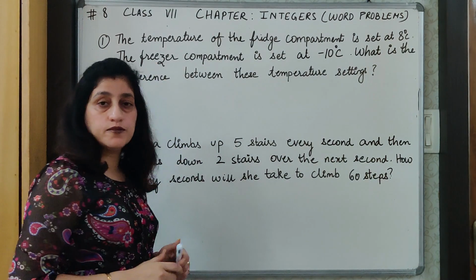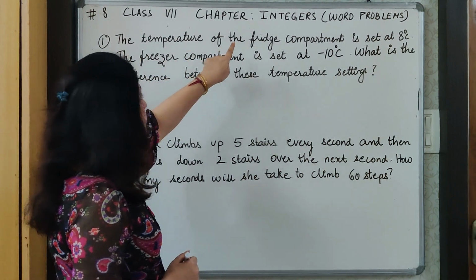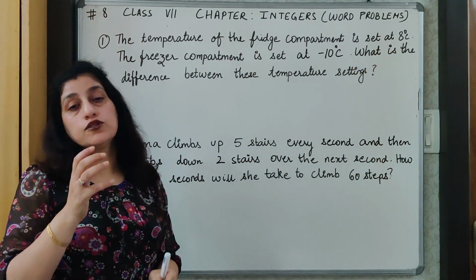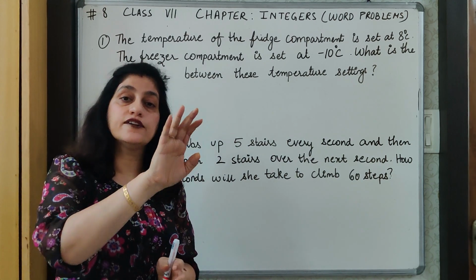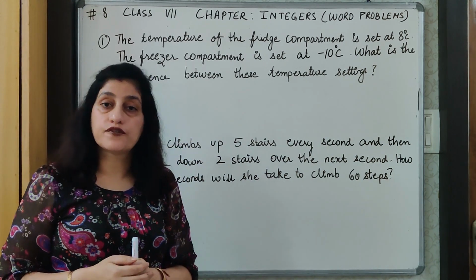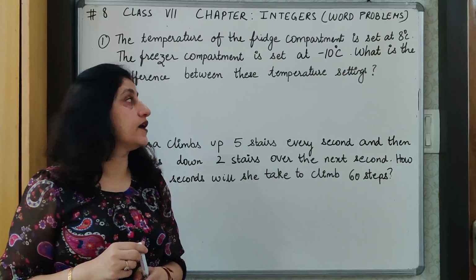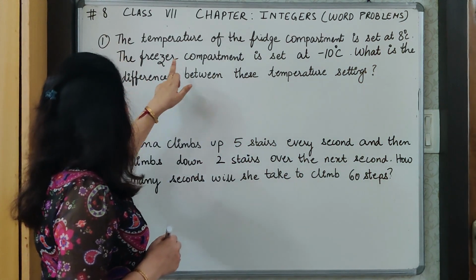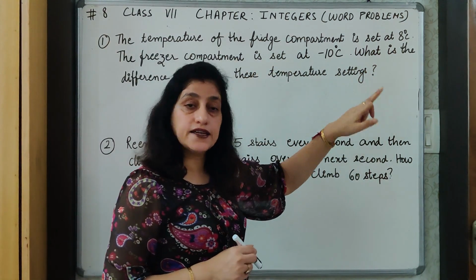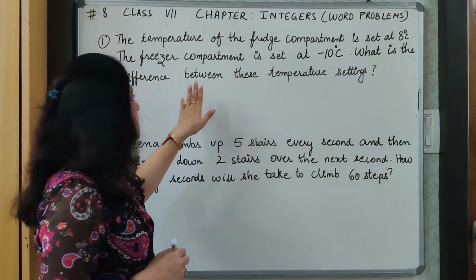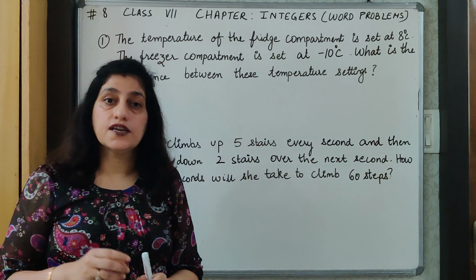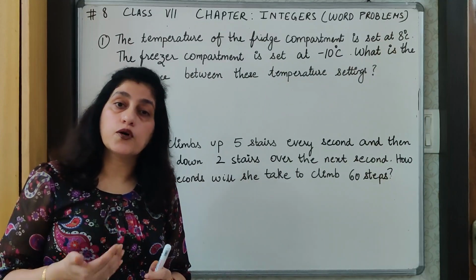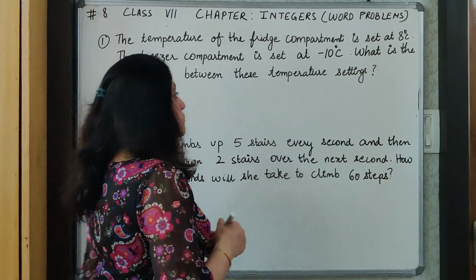The first word problem here is: the temperature of the fridge compartment is set at 8 degrees Celsius. You know, in the fridge we have a refrigerator part and a freezer part. The temperature of the two is different because in the freezer more cooling is required. Therefore, the temperature of the fridge compartment is set at 8 degrees and the freezer compartment is set at minus 10 degrees. So they have asked what is the difference between these temperature settings. It means we have to subtract the two, but we have to take the signs according to integers. So how are we going to do it?